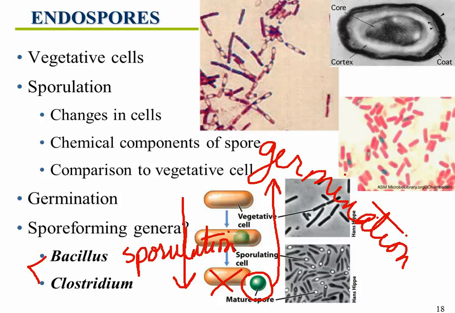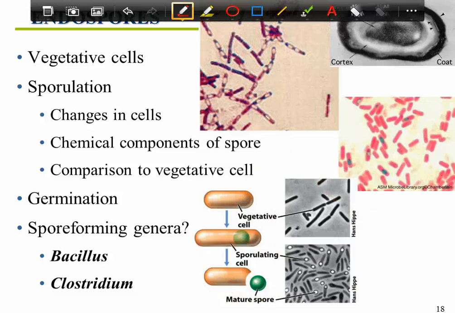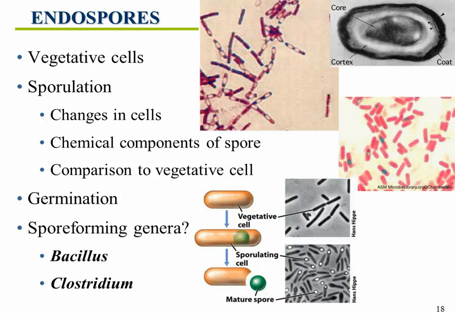Bacillus contains the anthrax species, as well as a lot of other pathogenic species, and Clostridium contains Clostridium tetani, tetanus, Clostridium perfringens, gas gangrene, Clostridium botulinum, botulism. These are really big, high mortality diseases in humans. So most of the other spore-forming bacteria are not medically important.